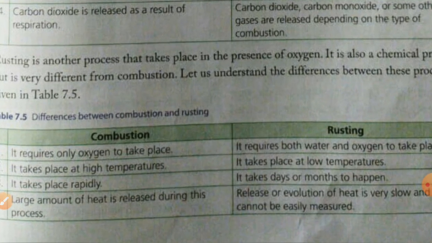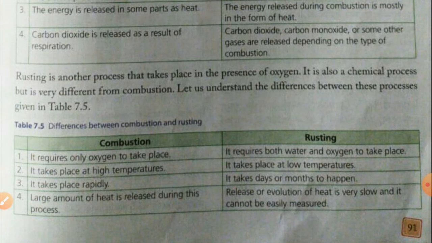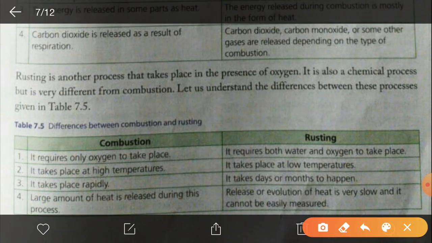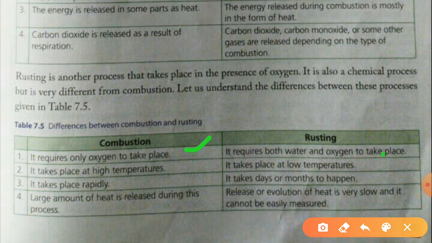Now next is combustion and rusting. What is the difference between them? We can easily identify. Combustion requires oxygen to take place. Rusting requires both water and oxygen. Combustion takes place at high temperature, while rusting takes place at low temperature. Combustion is a very rapid process, whereas rusting, as we have learned with the example of iron, is a day or month process, a slow process. A large amount of heat is released during combustion, while in rusting the evolution of heat is very slow and cannot be easily measured.